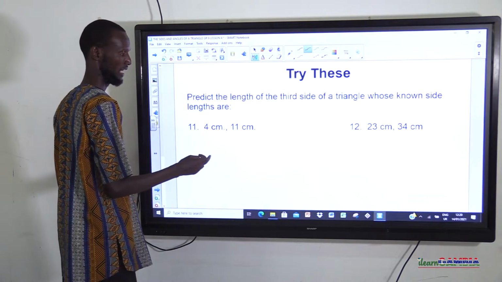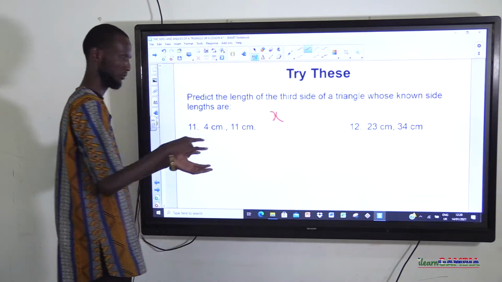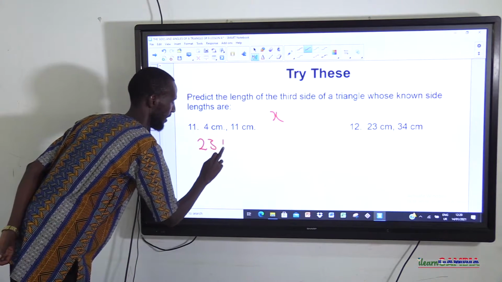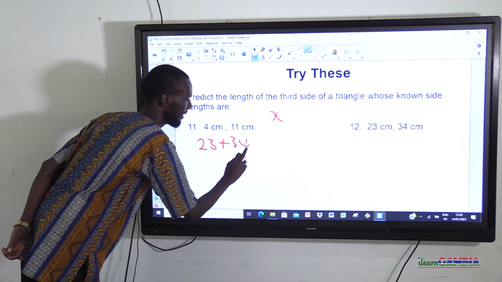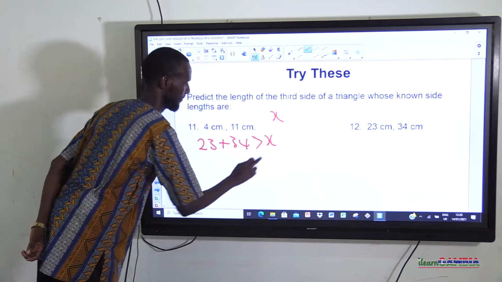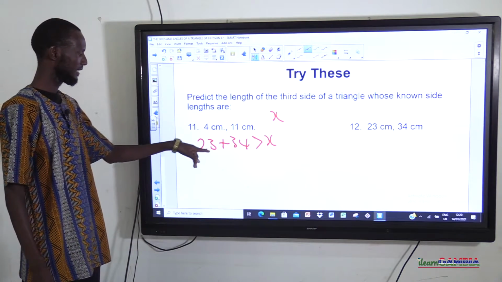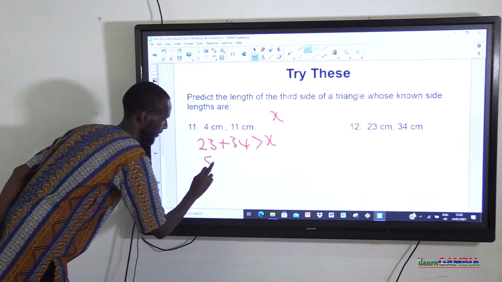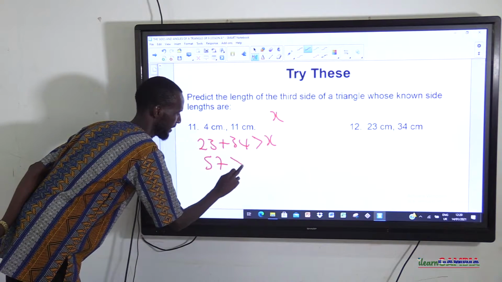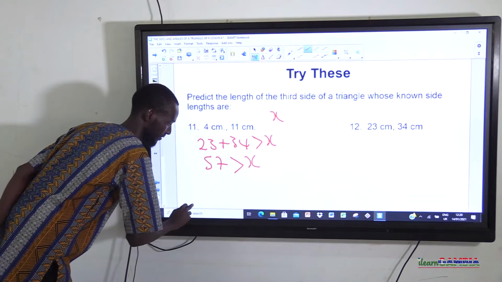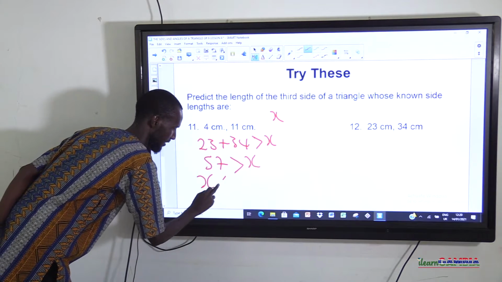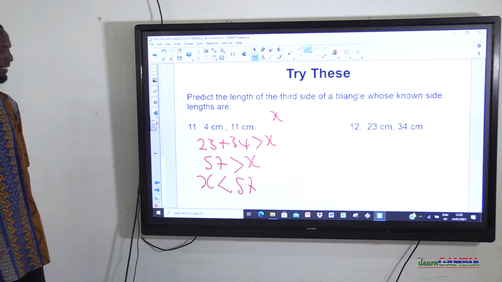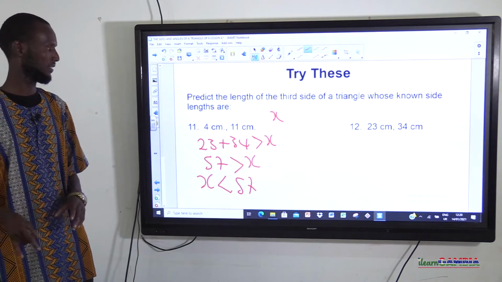First, we know if the third side is x, as we like to call it now, if you add the two given sides, 23 and 34, that has to be greater than that third side. Adding this up, you get 57. 57 has to be greater than our third side, which means the third side has to be less than 57. That's one condition, that the third side will have to be less than 57.